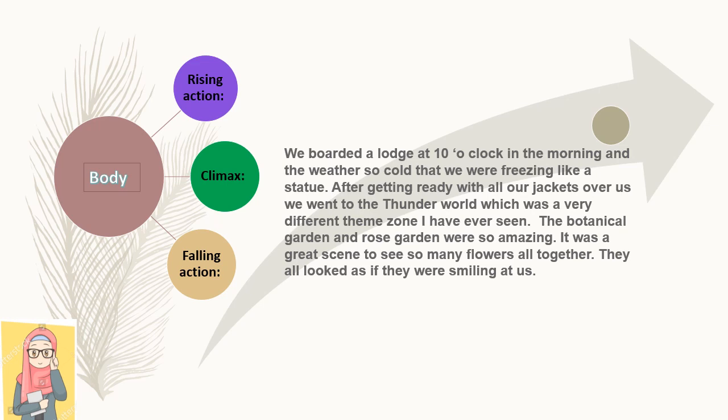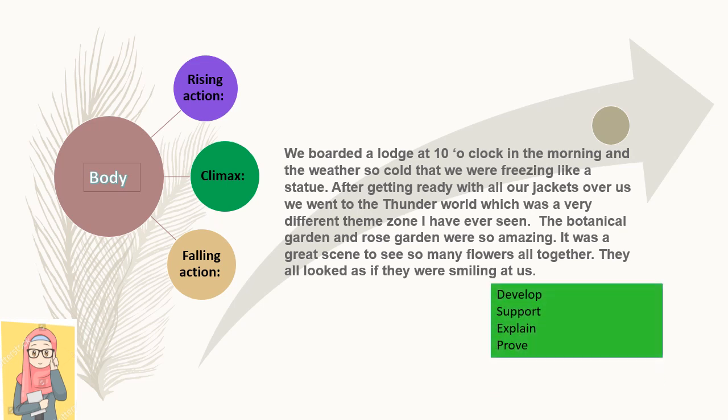And here you're able to find 3 of them, where he raised the action by saying what time it was in the morning and how the jackets were getting affected. And in the climax, he's actually discussing the thunder. And then a falling action comes when he started to talk about the flowers. Therefore, in our body part, what we are actually doing is developing, supporting, explaining and proving our statements from the introduction and our topic further.